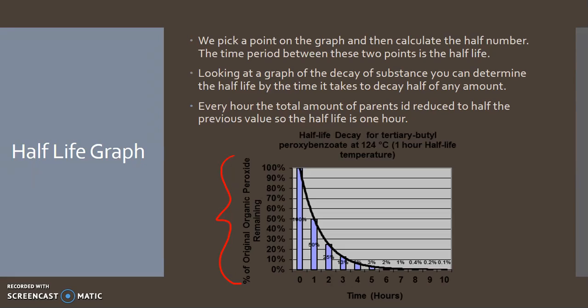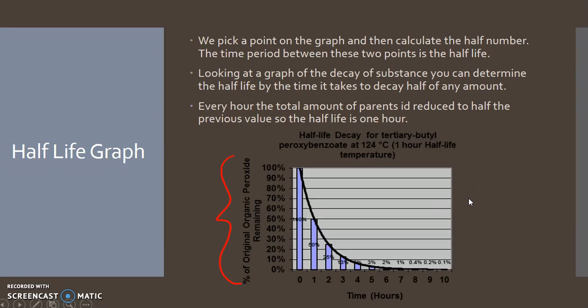So looking at the graph of the decay of a substance, you can determine the half-life by the time it takes to decay half of any amount. Every hour, the total amount of parent is reduced to half the previous value, so the half-life is 1 hour for this specific example below.